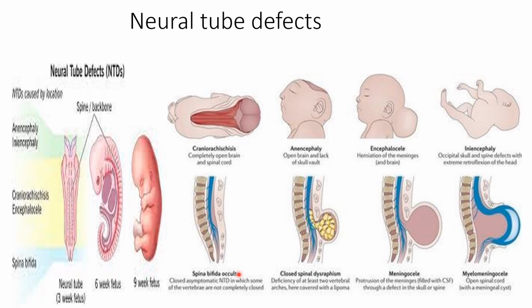We can only see a small dimple and occasionally a tuft of hair. It is most commonly seen in the lumbosacral region. Spina bifida is common in the lumbosacral region. Then the second variant of spina bifida is called spinal dysraphism. Here also more than two vertebral arches are not closed, but the defect is covered by a lipoma. So this is known as spinal dysraphism.